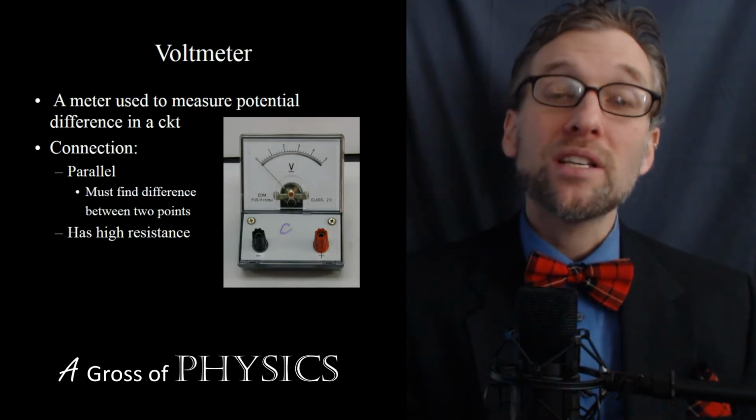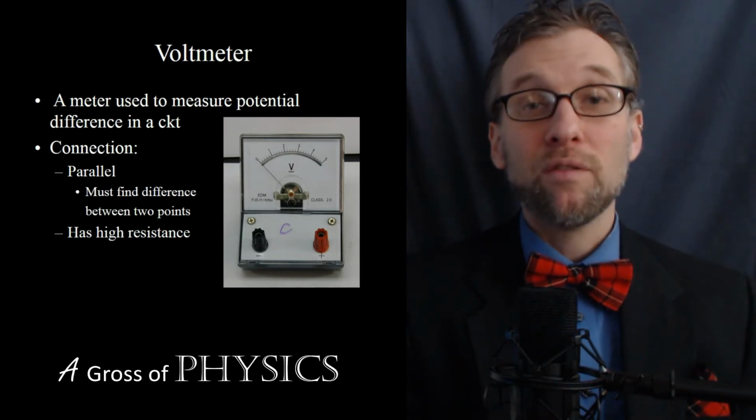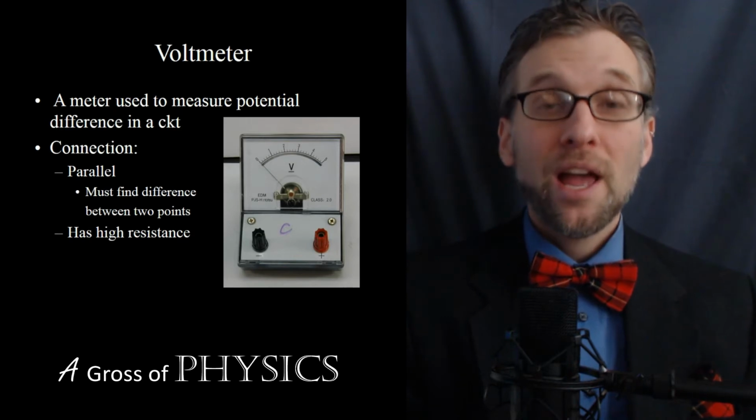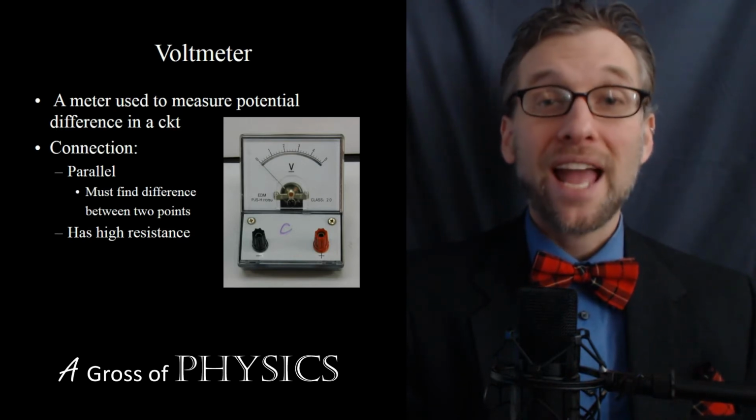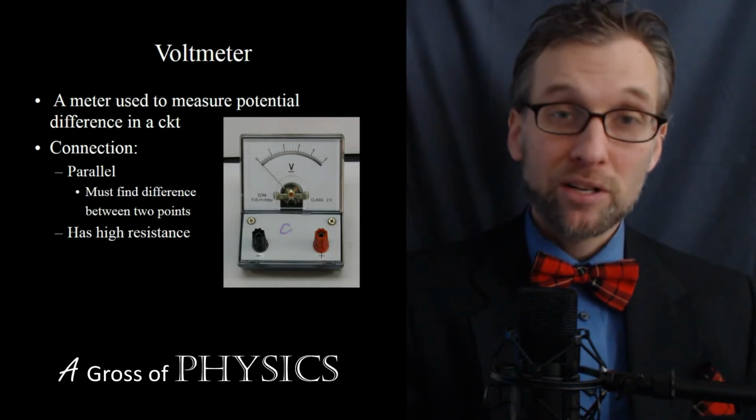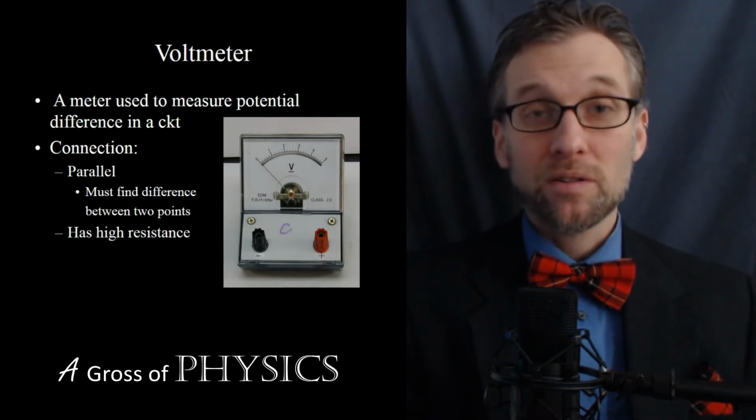Now, if we're going to use a symbol to represent the ammeter or the voltmeter, we use a circle. And we draw a circle with a V for voltmeter or a circle with an A for an ammeter. V will measure voltage, A will measure amperes.